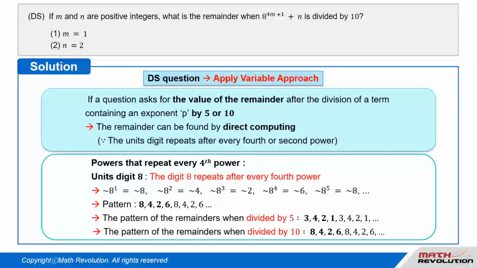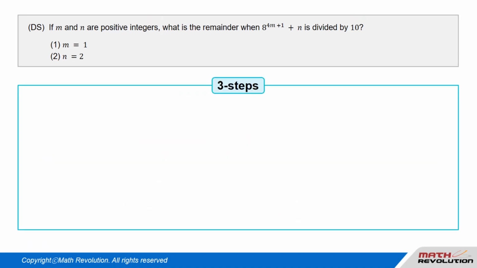Units digit 8. The digit 8 repeats after every fourth power, that is, 8 to the power of 1 equals 8, 8 to the power of 2 equals 4, 8 to the power of 3 equals 2, 8 to the power of 4 equals 6, and 8 to the power of 5 equals 8, and so on. Thus the pattern of the remainders when divided by 5 is 3, 4, 2, 1, 3, 4, 2, 1, and so on. Also, the pattern of the remainders when divided by 10 is 8, 4, 2, 6, 8, 4, 2, 6. Let's apply 3 steps of variable approach.